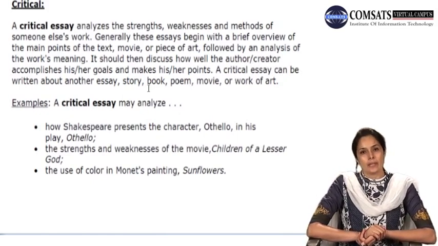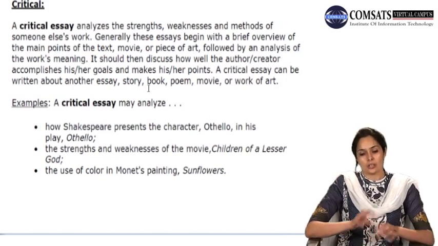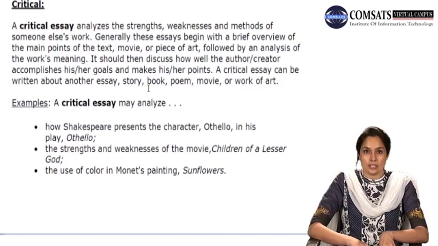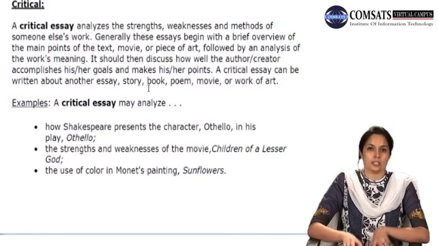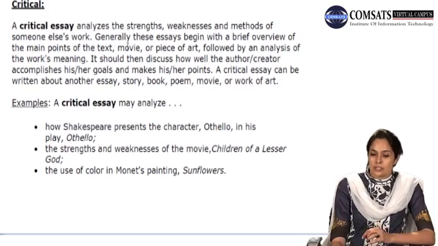So that would help you write critically. और critically लिखने का मतलब ये होता है कि आप उसमें अपना point of view देते हैं, आप writer के point of view को चैलेंज करने की भी कहीं कहीं कोशिश करते हैं कि राइटर ने ये लिखा तो क्यों लिखा, ऐसा नहीं था, ऐसा होना चाहिए था या कुछ ऐसी चीज़ें. Critical essay analyzes the strengths, weaknesses and methods of someone else's work.